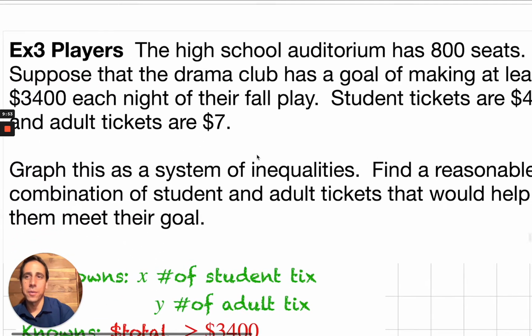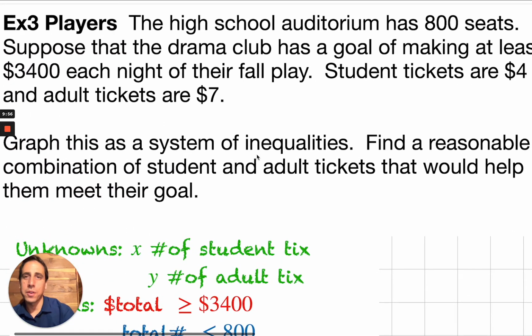Word problems. Here we go. Knowns and unknowns. Make sure you put them in your competition book. Example number 3.